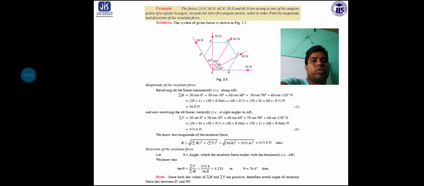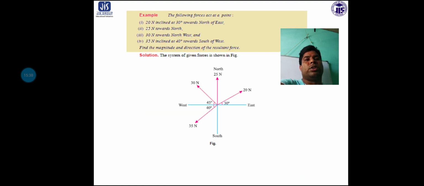Now the direction of the resultant force, that means the angle theta. So tan theta is equal to summation of V by summation of H. Summation of V is 151.6 and summation of H is 36, that means 4.2. So theta is equal to 76.6 degrees. Since both values are positive, the angle of the resultant force lies between 0 and 90 degrees.